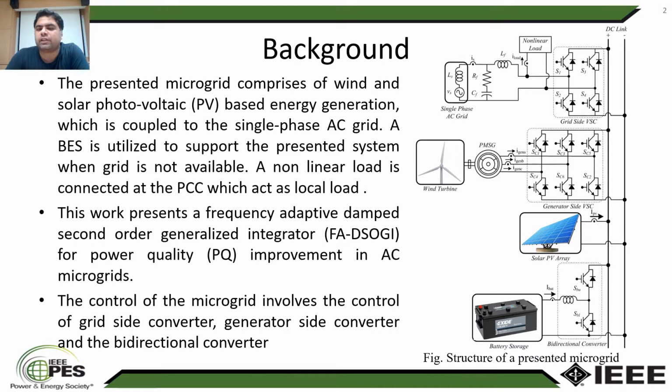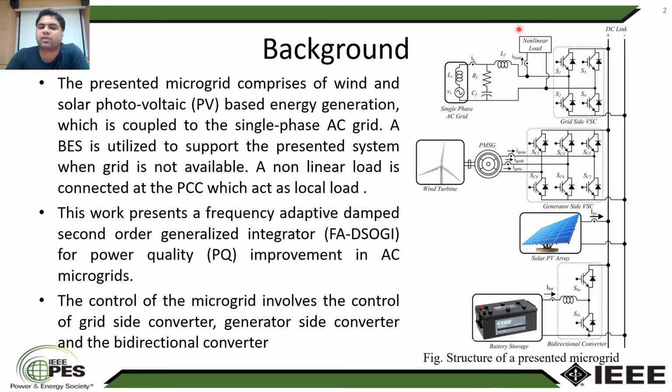The presented microgrid comprises two renewable energy sources. First is the wind energy generation system and second is the solar photovoltaic generation system. A battery energy storage is utilized to support the presented system when the grid is not available. A non-linear load is utilized, which acts as a local load.